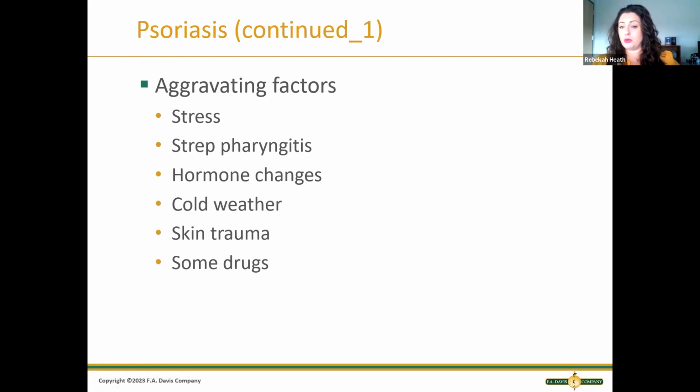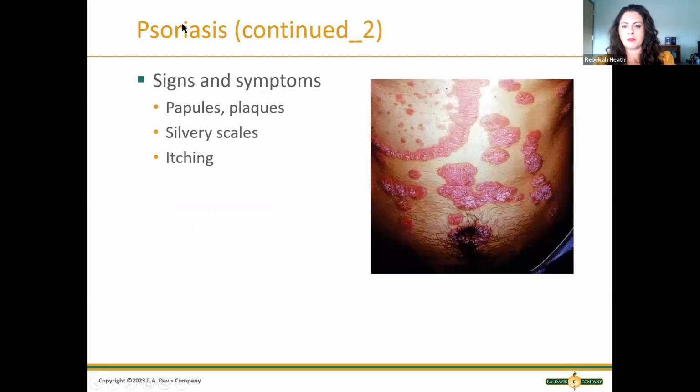Usually patients who have psoriasis notice that they'll have flare-ups, or it gets worse when they're stressed, when the weather changes, like it's cold, or their hormones are changing. Maybe it's a woman during her menstrual cycle or during puberty. Those are all things that can affect psoriasis. You can see here on this picture, these are where these scales have developed on the skin, and those are from psoriasis.